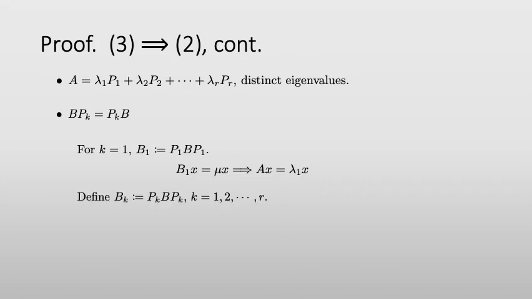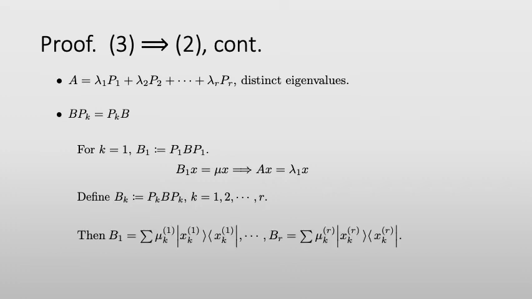Define B1, B2, up to Br. Each one is the restriction of B to the corresponding eigenspace, so each one has a spectral decomposition. Finally, the collection of all the eigenvectors is an orthonormal basis in the whole space. It simultaneously diagonalizes A and B.